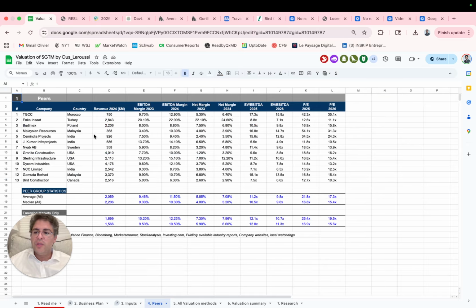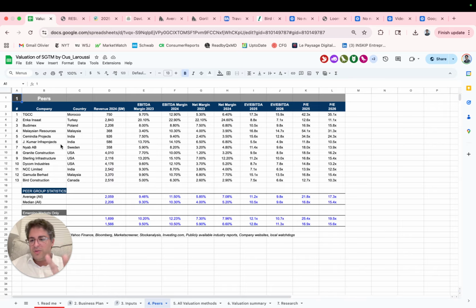Then if we move to this tab, this one is a tab that contains a bunch of peers, a bunch of companies that operate in the same sector and are supposed to be somehow similar to SGTM, and this will allow us to have an idea about certain multiples and have them as a kind of compass, comme une petite boussole that will guide us in our valuation metrics.